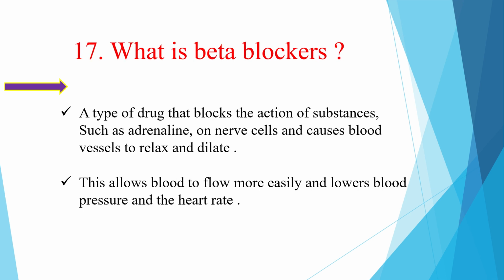Question number 17. What are beta blockers? A type of drug that blocks the action of substances, such as adrenaline, on nerve cells and causes blood vessels to relax and dilate. This allows blood to flow more easily and lowers blood pressure and the heart rate.